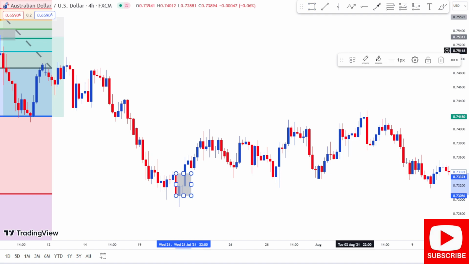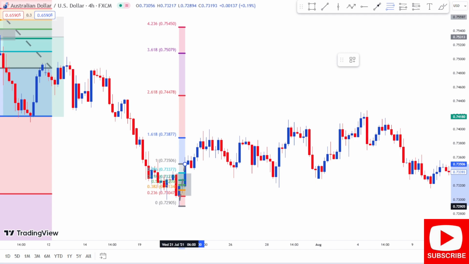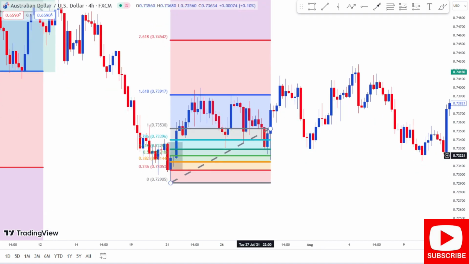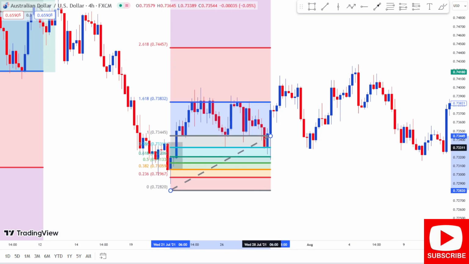So what do we do? We are going to be taking a Fibonacci tool, targeting the shadow of the candle to the lowest point in time. Now, if we drag this out, we can see that price reacted in our golden ratio zone.